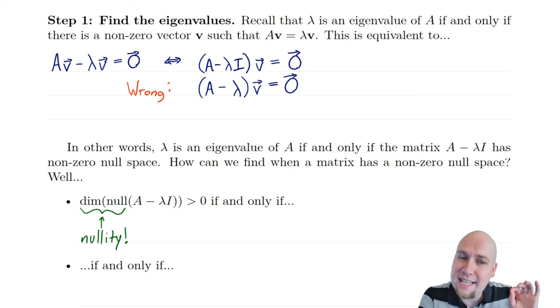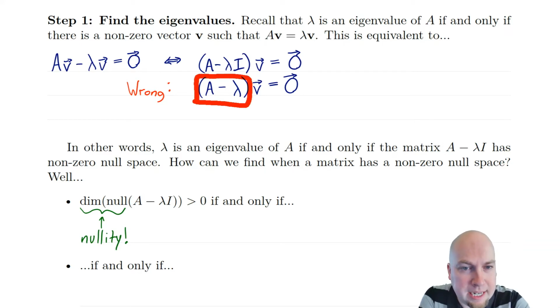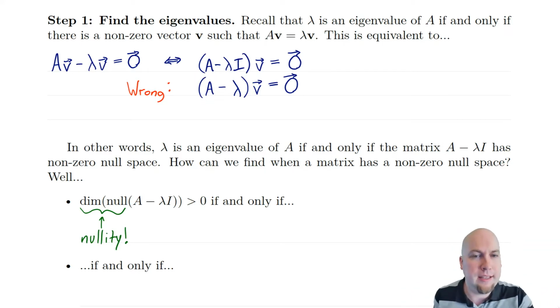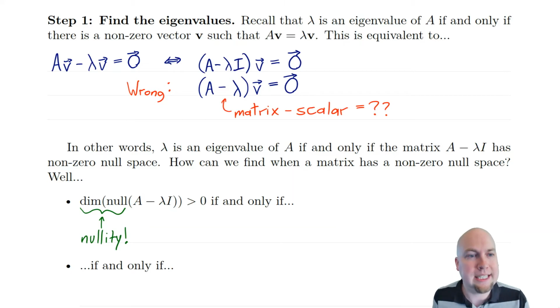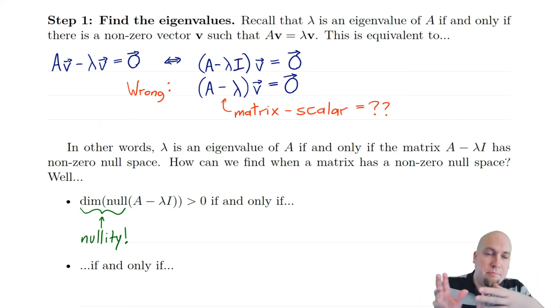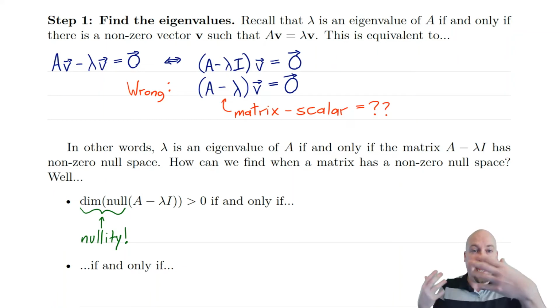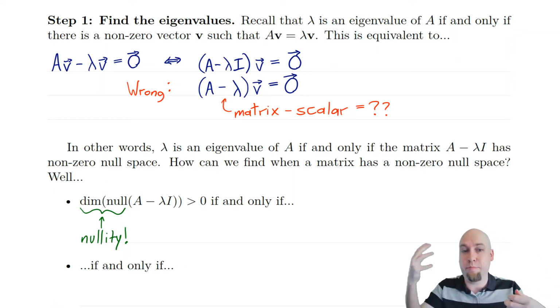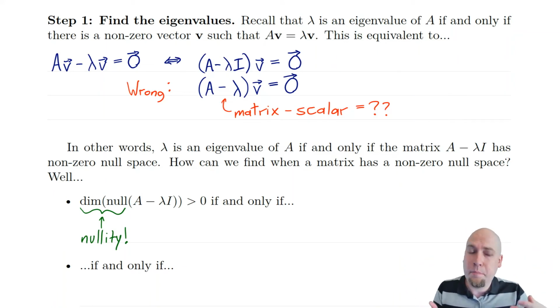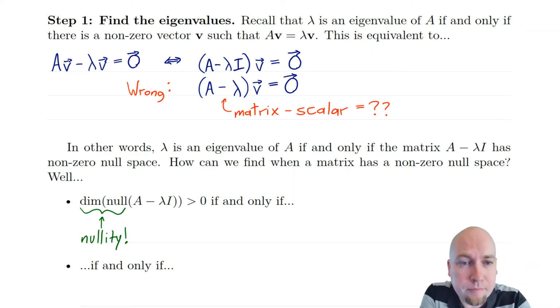Okay, and the reason you can't do that is because this thing here, A minus lambda, that's not a thing. This is a matrix, and you're subtracting a scalar away from it. What does that mean? Matrix minus scalar is not a thing. I can add or subtract matrices from each other, so I can do matrix minus matrix, but not matrix minus scalar. So don't ever write something like this.